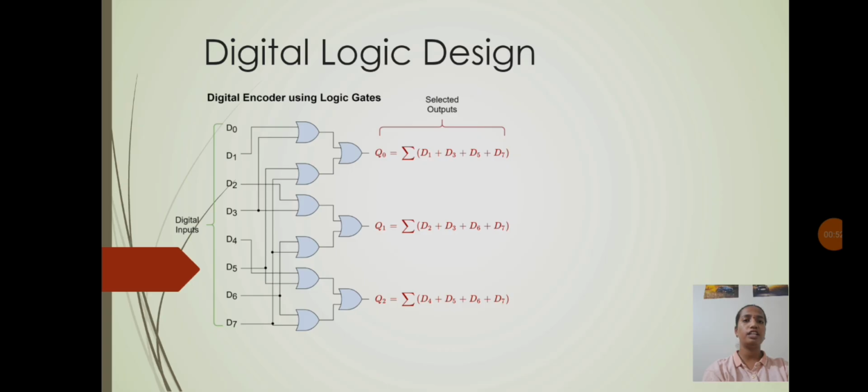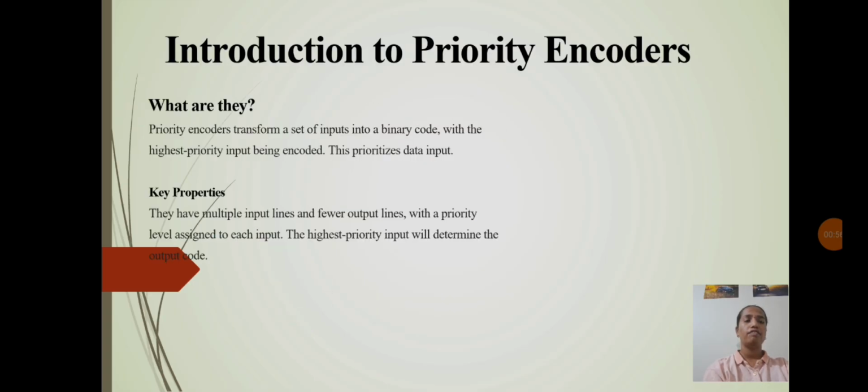For designing the digital encoder, we use logic gates. First, let us study what a priority encoder is. A priority encoder transforms a set of inputs into binary codes, with the highest priority input being encoded. This prioritizes the data input. The encoder has multiple inputs and few output lines, with a priority level assigned to each input. The highest priority input will determine the output code.